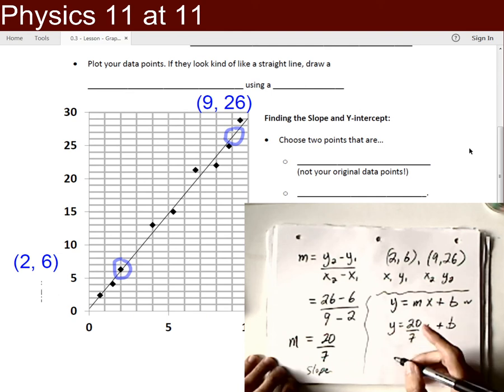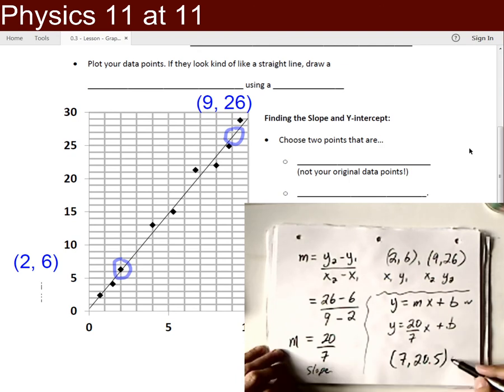The point that I'm going to use, and I think it's accurate, is this point here, 7 and 20.5. The only reason I chose it, and I'm doing this by hand, is that I see a 7 on the bottom, so it'd be nice if x was 7. I took a look at the graph and said, yeah, 7's a good x value, and the y value is pretty easy to read. It looks like a half, so I took it as this. So all I'm going to do now is put the 7 in for x, 20.5 in for y, and then solve for b.